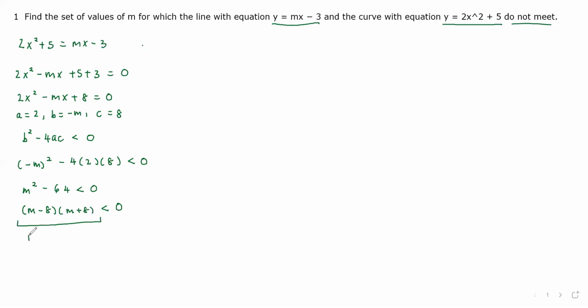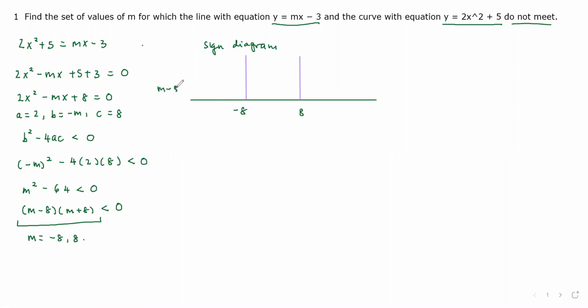The zeros for this are negative 8 and 8. Now to solve the inequality m minus 8, m plus 8 less than 0, we can always use a sign diagram. We have two zeros for the left side of the inequality, which are negative 8 and 8.